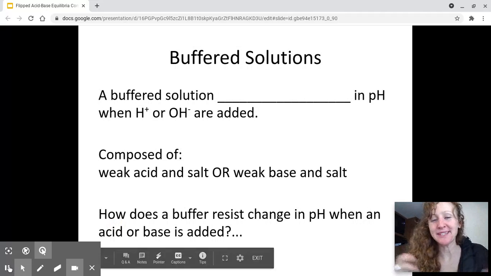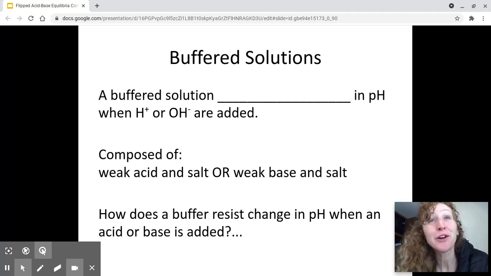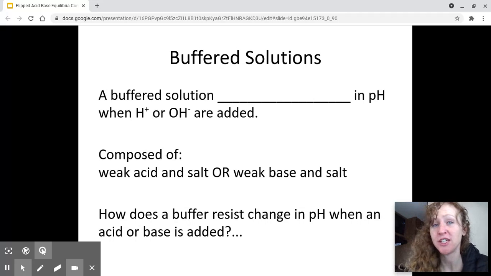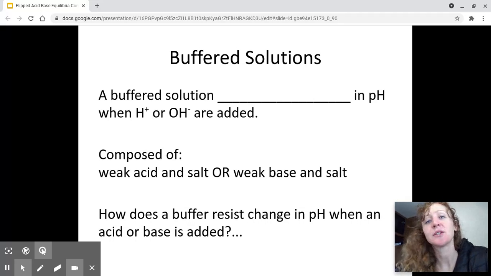Okay, so this brings us to buffers. So you may have heard about buffers before, especially if you've done any work in the field of biology. Buffers are really important solutions. Can you tell me why buffers are really important solutions? You'll find buffers in a lot of different places. You'll find buffers in lakes and streams, in blood, in other animal systems. And basically, what a buffered solution does is it resists a change in pH.